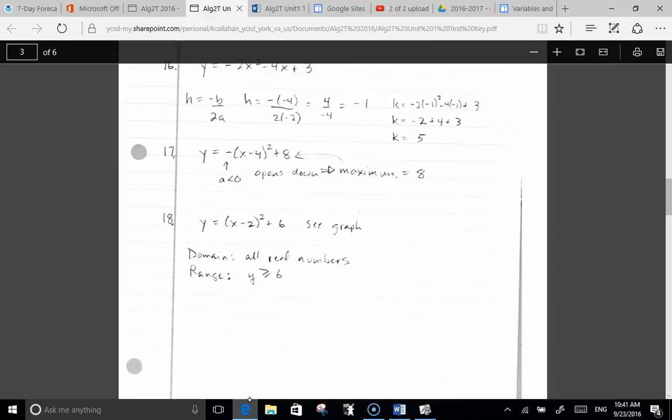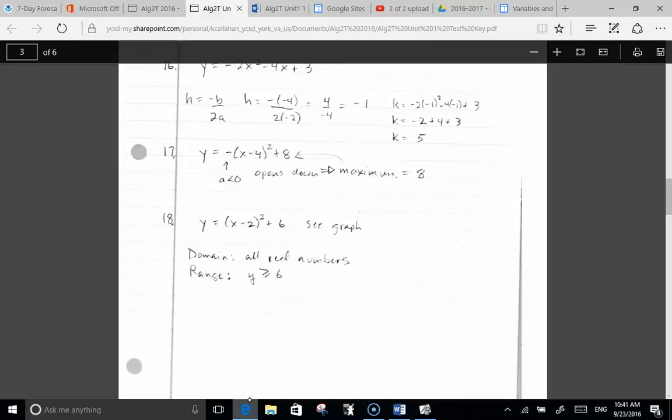Now, what is the maximum? Remember, the maximum is the vertex. And we can see the vertex because it's in vertex form. The vertex is 4, 8. 8 is the maximum. You know, that's a knowledge kind of question. If you know what it is, it's just right there in front of you. No work to show or anything. But you've got to know it.